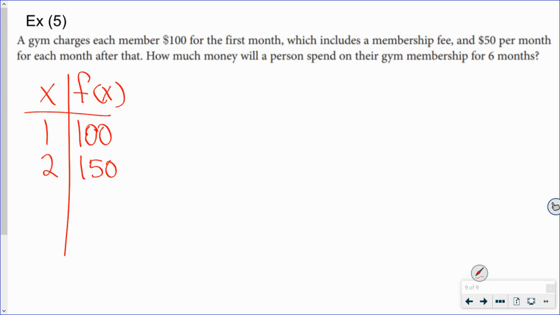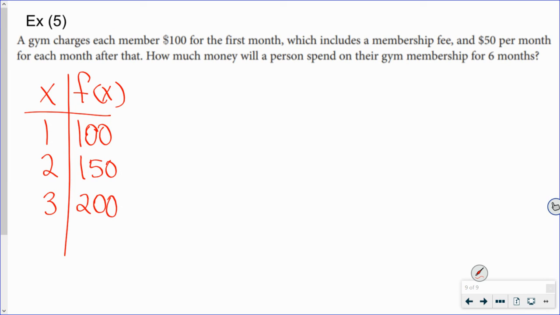Wouldn't the first one be 150? Including the first month is $100, and that $50 is already included. Oh, okay. And then the second month is 150. In theory, you could take that table all the way down to 6 and be done with it, right? That's okay. If you're on the EOC test and that's what you figured out and it works, you get the right answer, awesome. But I could also write this as an explicit formula too.